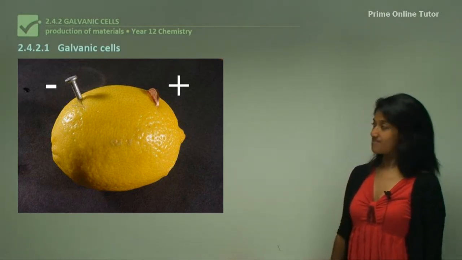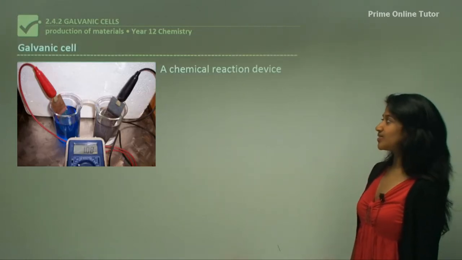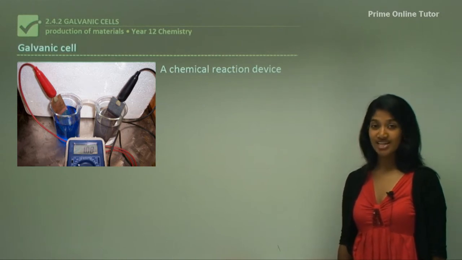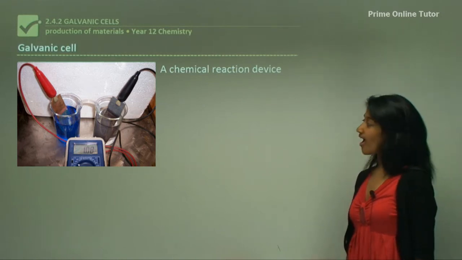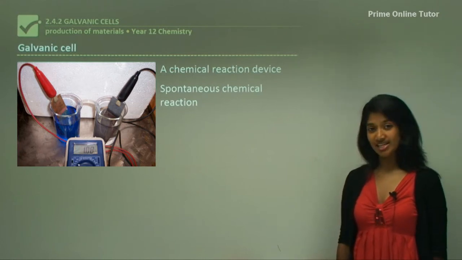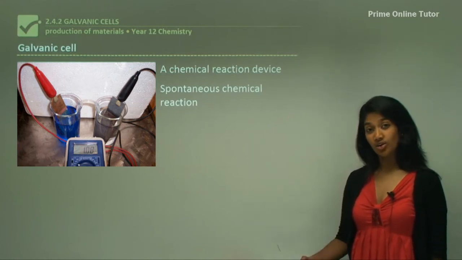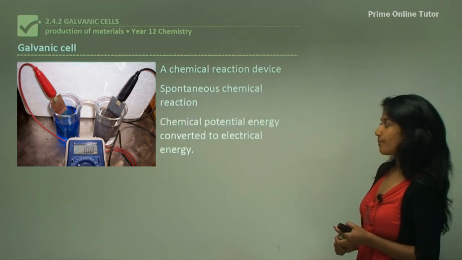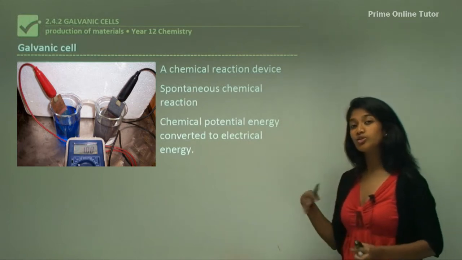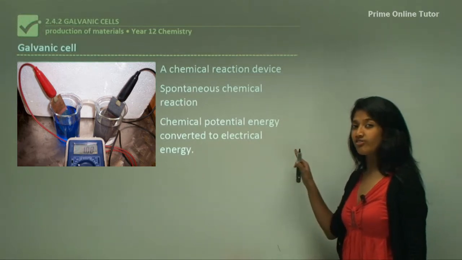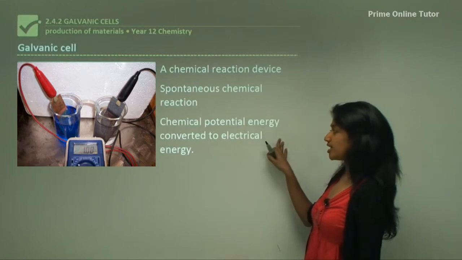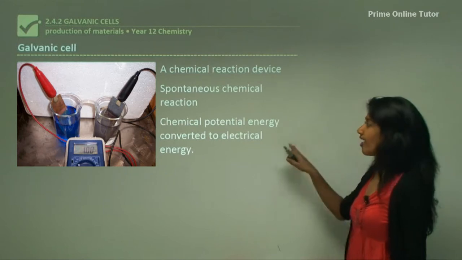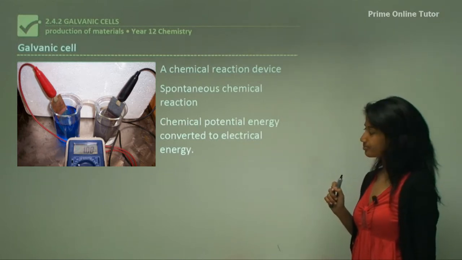So let us begin. A galvanic cell is known as a chemical reaction device, and this is because a chemical reaction takes place in a galvanic cell. And this chemical reaction is spontaneous, which means that it occurs automatically and naturally. So in a galvanic cell, chemical energy is converted to electrical energy. And this is a very vital point, because the chemical energy that is being used here is converted to electrical energy, and that's what's happening with the chemical reaction.